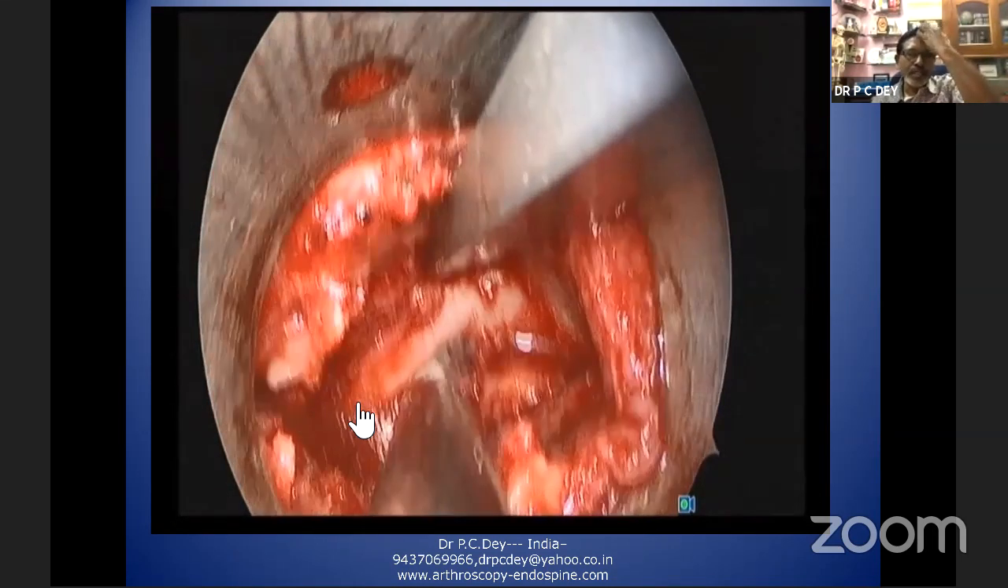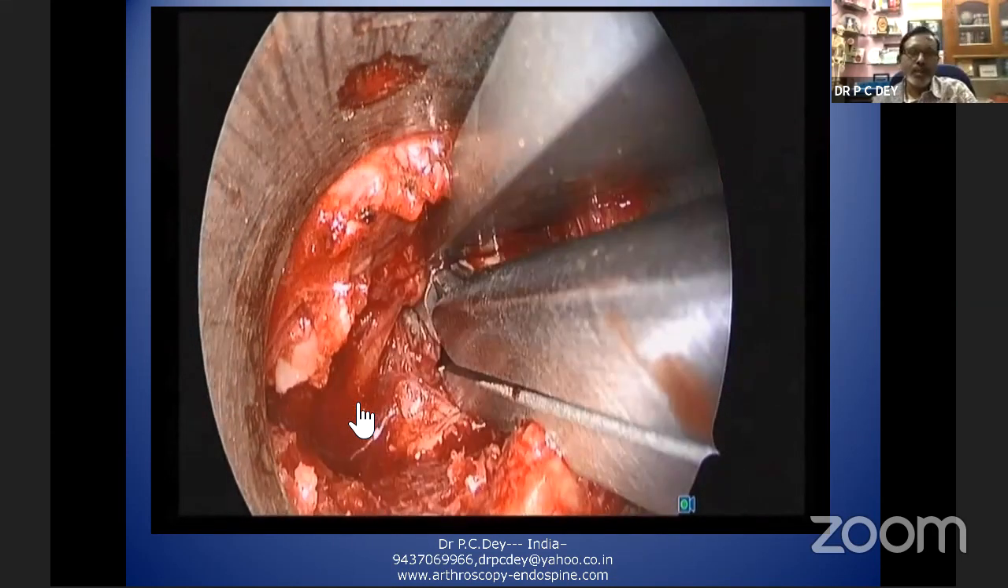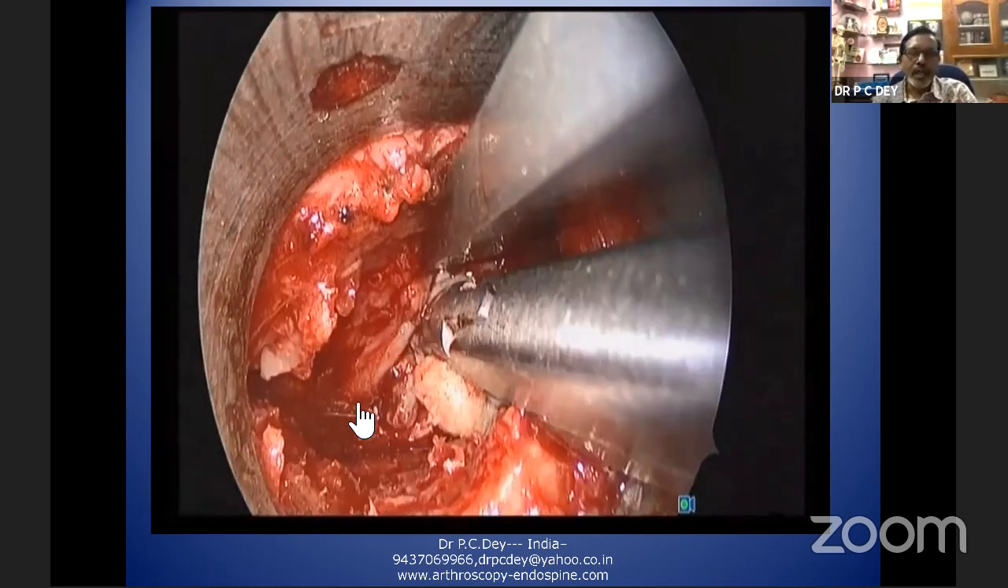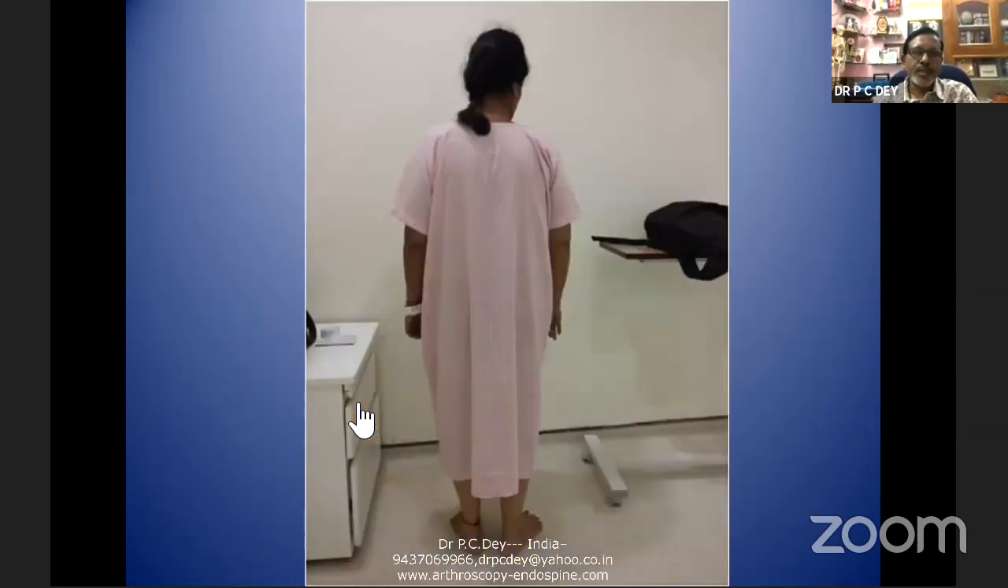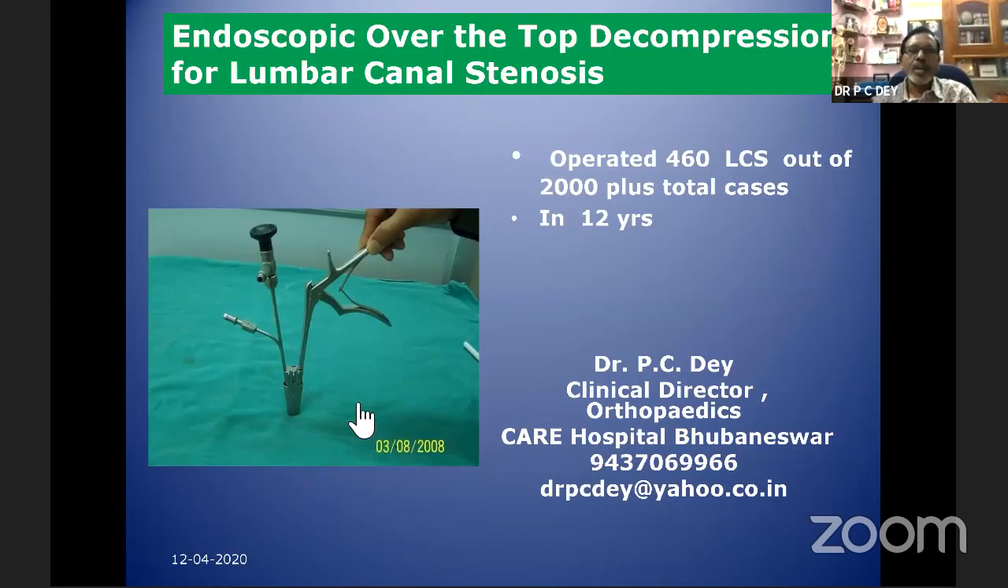You can see the magnified view, well illuminated view, the nerve will be in front of you, and you just cut a little bit of the medial aspect of the facet, and then you will get a cleavage between the facet and the soft tissue or the fibrous tissue. So this is the patient after the surgery. Now we come to the over the top decompression for lumbar canal stenosis.